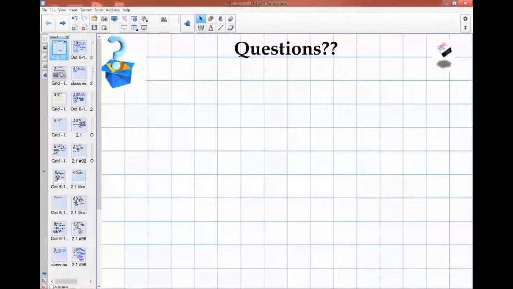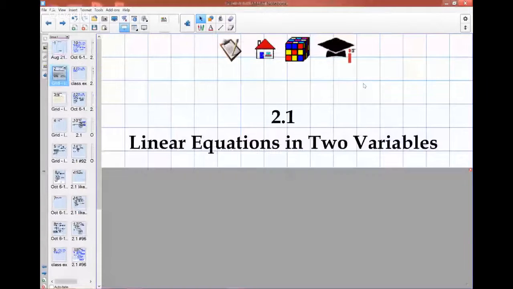The lesson today, we're starting chapter 2, is linear equations in two variables. This just means good old straight line equations. This is, for the most part, review. It is incredibly important, though, so it's really worthy of close attention.